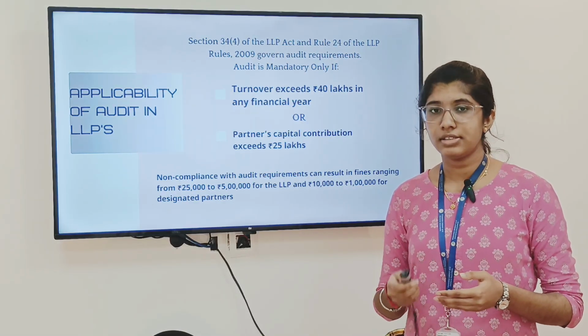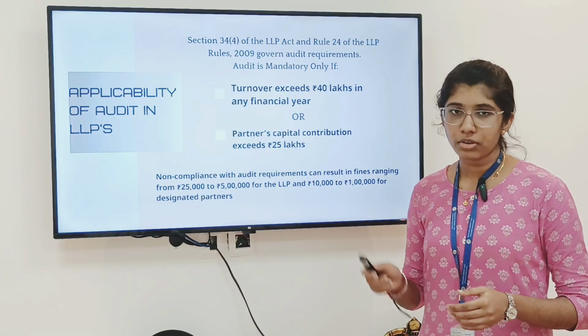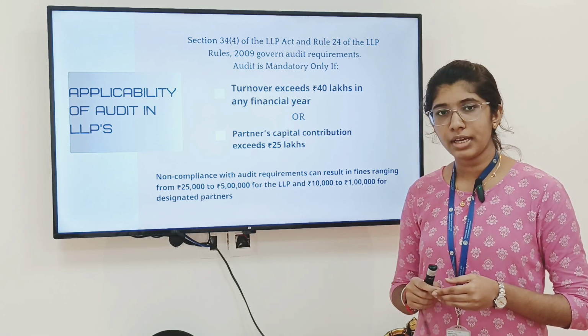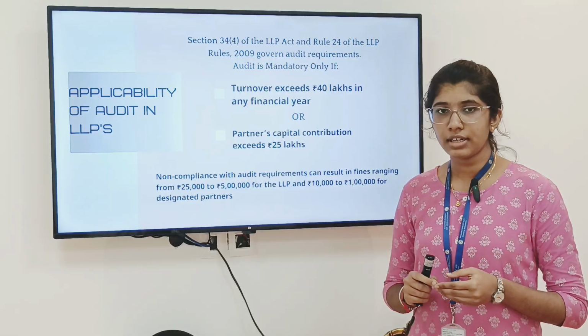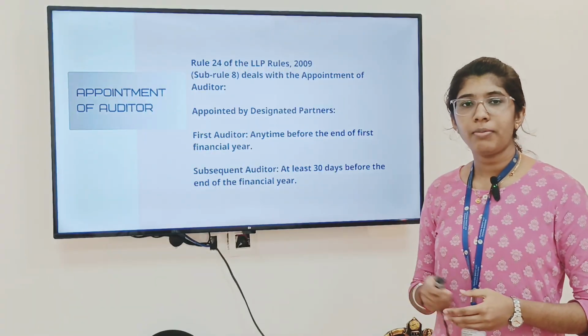However, if the partners desire, then they can go for a voluntary audit. If either or both are above the threshold limit and the LLP audit is not done, then a penalty will be applicable for an LLP ranging from 25,000 to 5 lakh, and for designated partners it will be from 10,000 to 1 lakh.